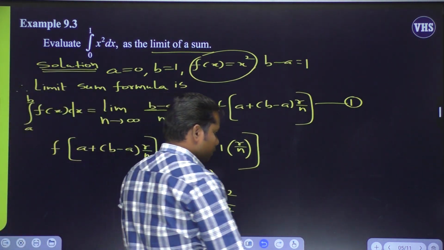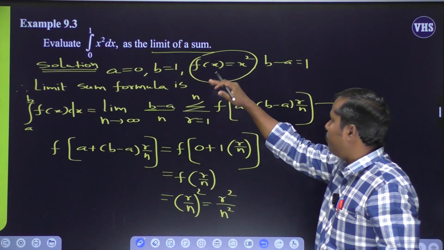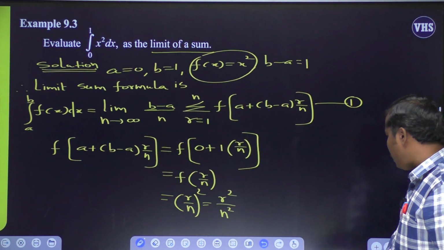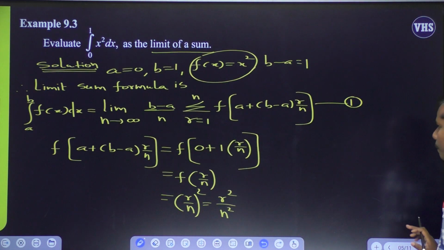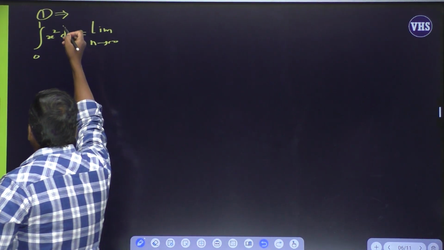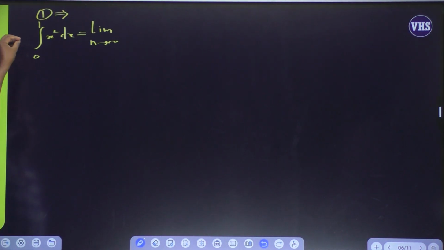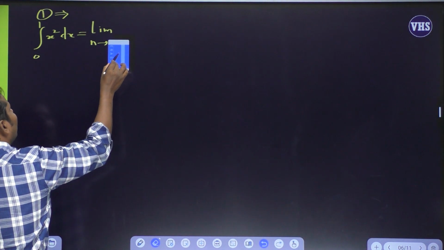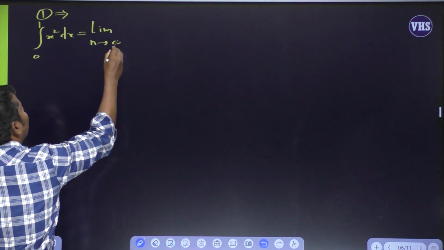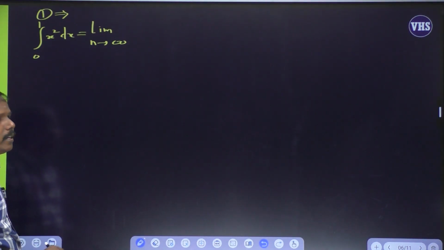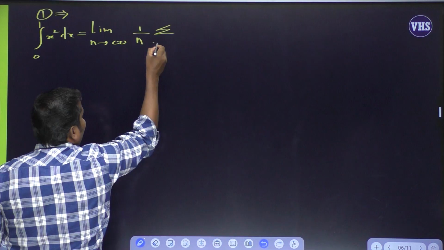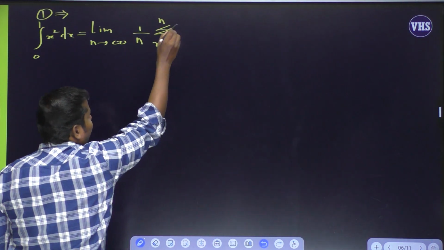Let us go for it now. Put all these things, a, b, b minus a, functional value, everything you have to substitute in equation number 1. So equation number 1 certainly implies that integral 0 to 1 x squared dx equals limit n tending to infinity of b minus a. What is the value of b minus a? We got it as 1 by n, summation ranges over r from 1 to n, f of functional value.